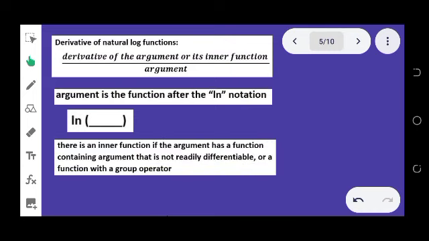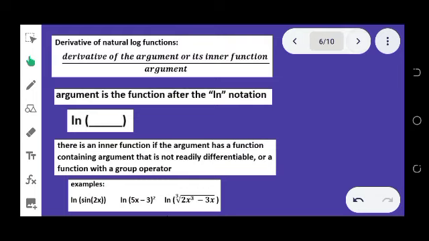And when you talk about an inner function, there is an inner function if the argument has a function containing arguments that are not readily differentiable, or functions with a group operator. Let's take, for example, these three here. The first one, you have ln of sine 2x. After the ln, you can see sine 2x, so this is the argument of ln. But this is not readily differentiable because we don't have the formula for sine 2x. What we have is just the formula for sine x, which means that we need to use the chain rule in order to find the derivative of sine 2x.